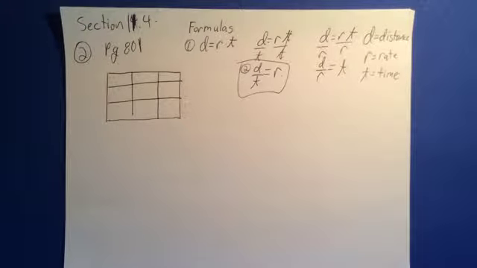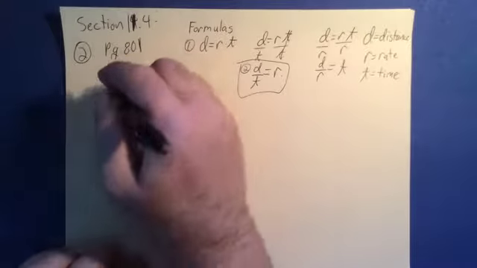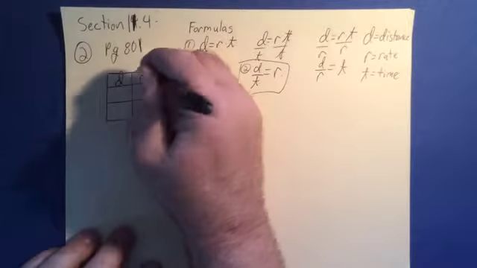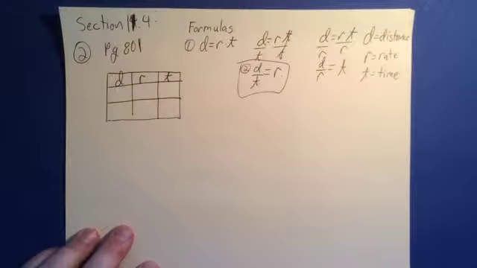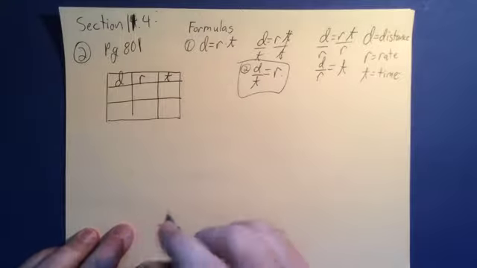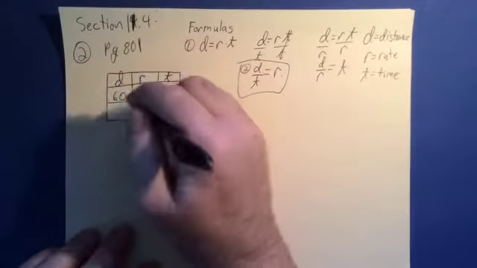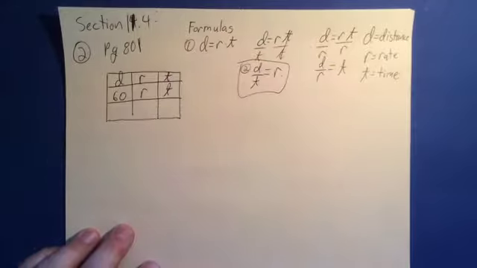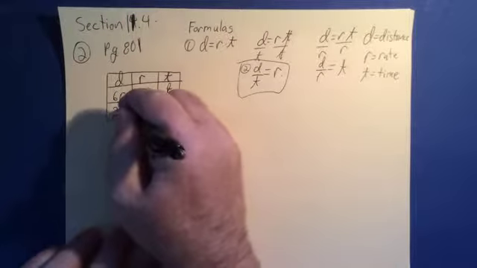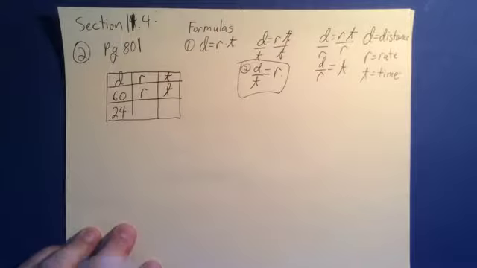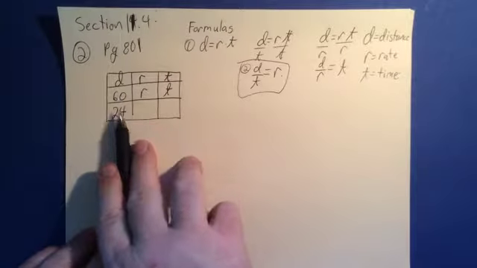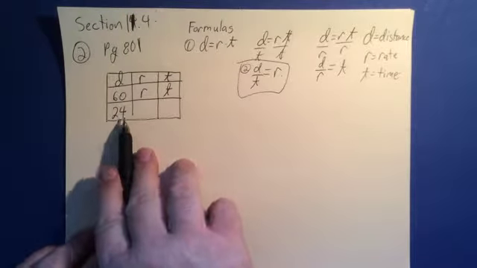So let's continue with problem 2 and make our dirt chart, D, R, and T. It discusses that during the first part of a canoe trip, going a certain distance, at a certain rate, and at a certain time. The second part of the trip is going to be 24, not miles, but kilometers. So the first part is going to be 60 kilometers. The second part is going to be 24 kilometers.